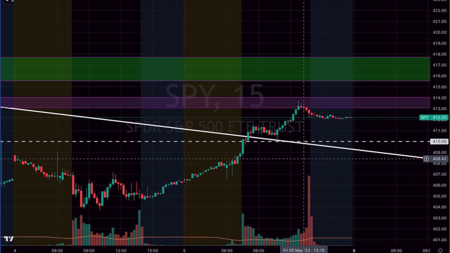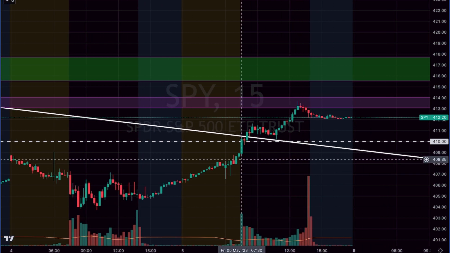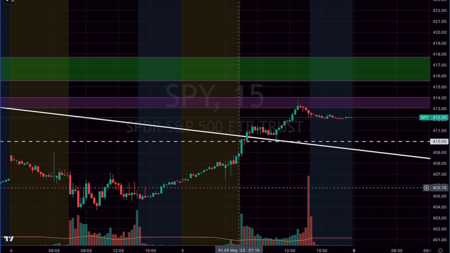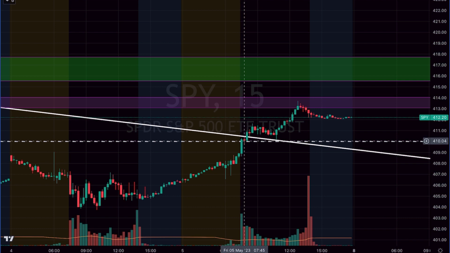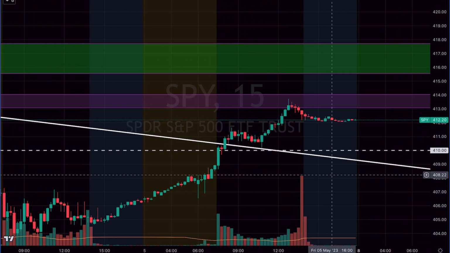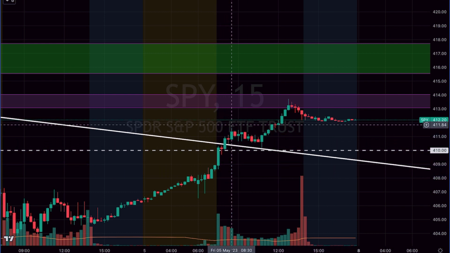So looking at SPY, we had a very strong open. We can see the nice above average volume here, very strong volume to the upside. We got a nice breakout over 410, reclaiming, and we held. So this was the initial move on SPY.